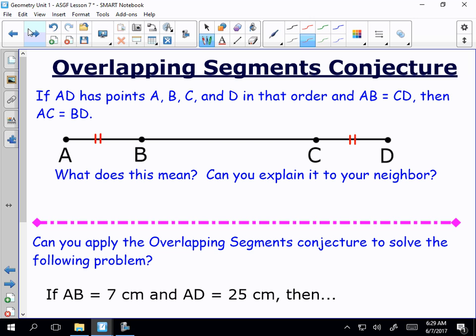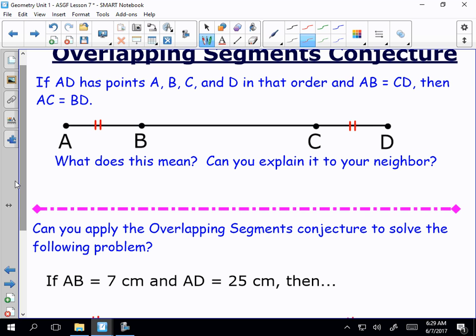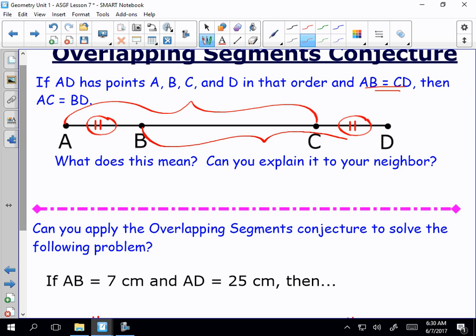Now our next conjecture that we're looking at is the overlapping segments conjecture. Once again, always looking at the picture here, drawing the picture so you can see what's happening overall. We're told, and this is told to us by the tick marks, also in the sentence above, that AB is equal to CD. So we have this given information. Then what we know is that from A to C, notice it's not the entire distance, is equal to B to D.